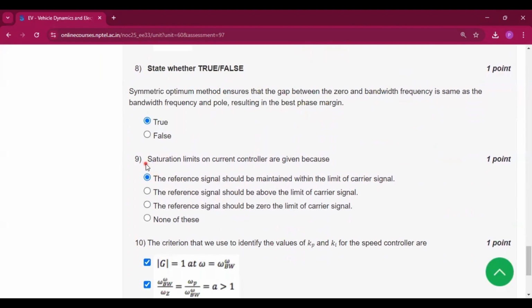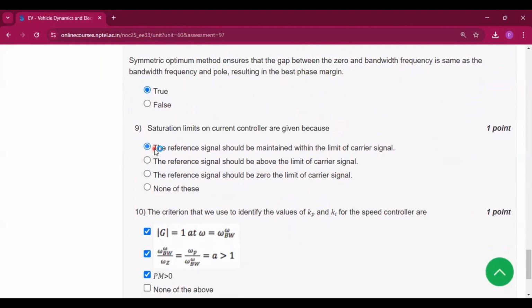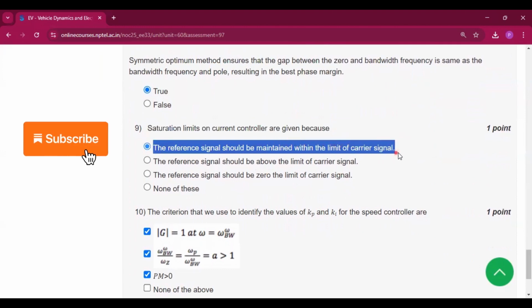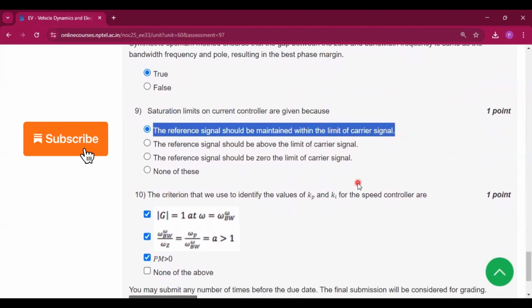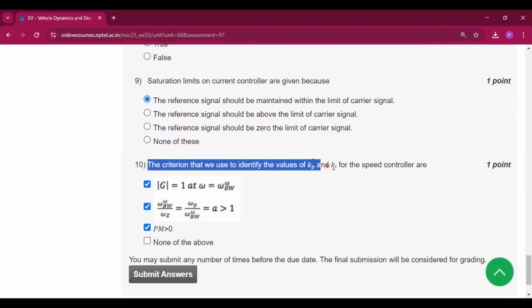Now for question number 9, saturation limits on current controller are given because the reference signal should be maintained within the limit of the carrier signal, so option A will be the answer. Now for question number 10, the criteria that we use to identify the values of KP and KI for the speed controller are A, B, C will be the answer of question number 10.